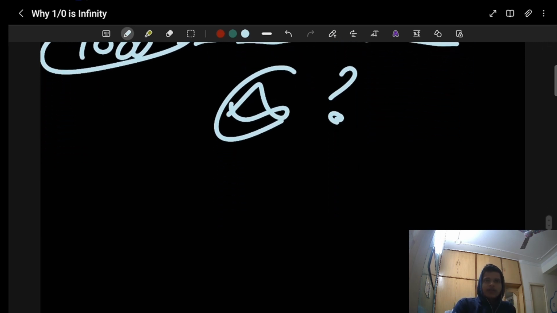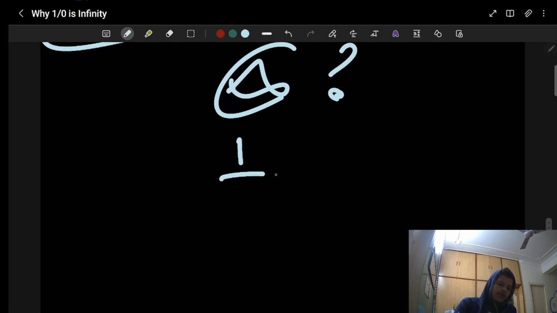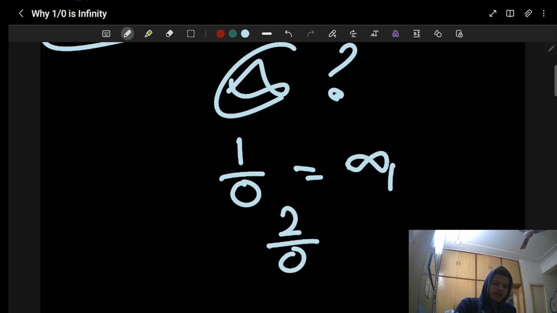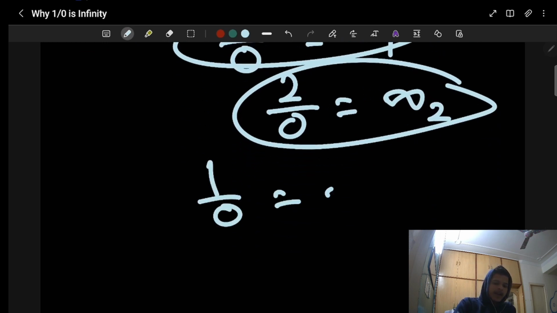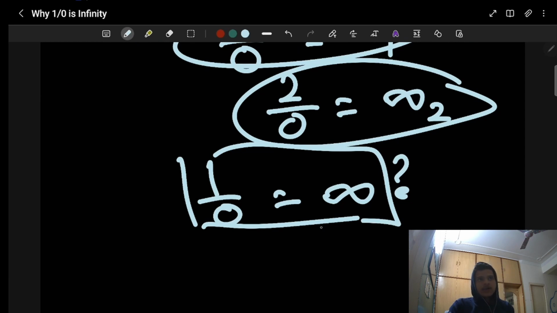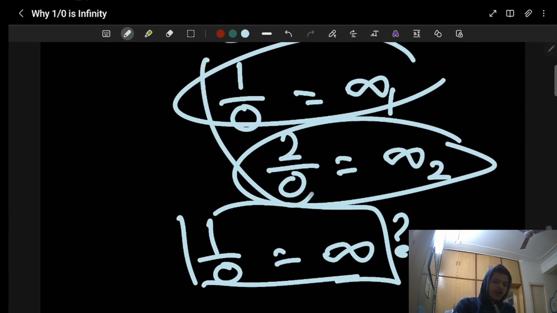So once we conclude that not all infinities are equal, we come to the conclusion that 1 by 0 is equal to infinity 1, and 2 by 0 is equal to infinity 2. So this is fine, okay? Our concept stays valid that 1 by 0 is in fact equal to infinity, right? Because we just proved that infinities do not have to be the same and that we cannot equate the two of these, right? We just proved that.